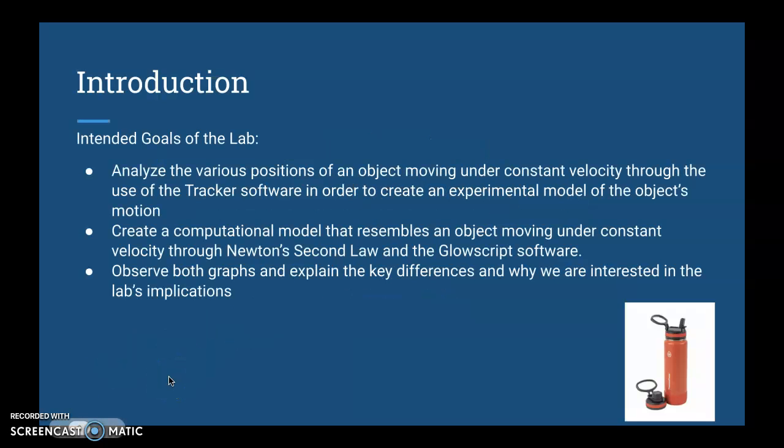Some of the intended goals of this lab were to analyze the various positions of an object moving under constant velocity through the use of the Tracker software in order to create an experimental model of the object's motion, to create a computational model that resembles an object moving under constant velocity through Newton's second law and the GlowScript software, and to observe both of these graphs and explain the key differences and why we are interested in the lab's implications.